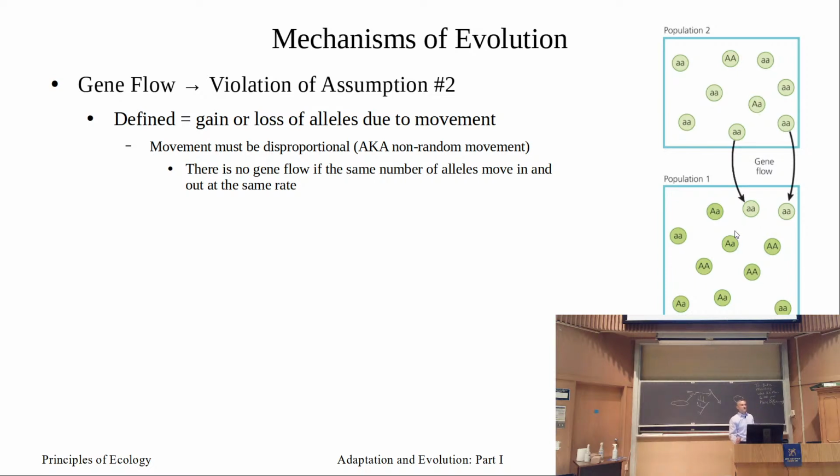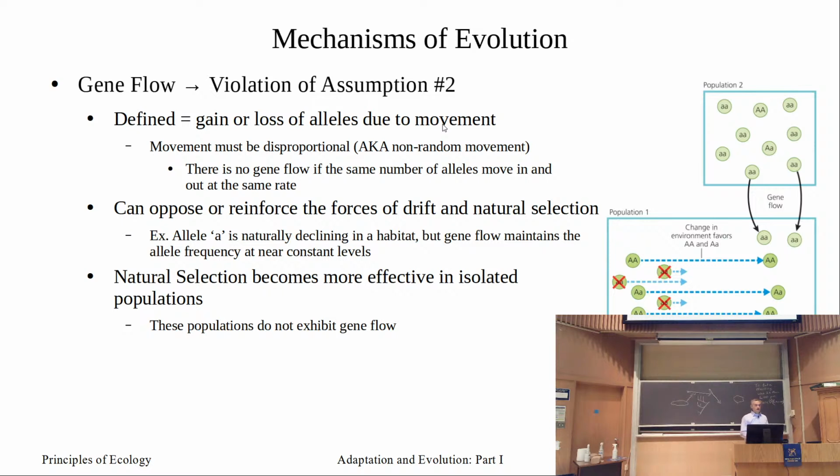But if we have 25% of loss of that dominant allele, but only 10% come back, now we have disproportional flow. And what we've done is changed our allele frequencies, and that change is directly due to migration, and we call it gene flow. All right? Questions? Now, where does gene flow come in? Gene flow's effect is that it can either oppose the forces of selection or it can reinforce the forces of natural selection.